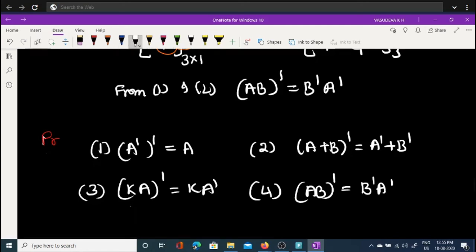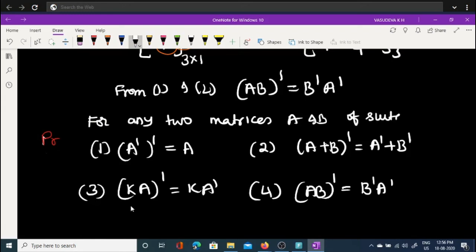So we proved, for any two matrices A and B of suitable orders, these properties. They are called the properties of transpose of the matrix.